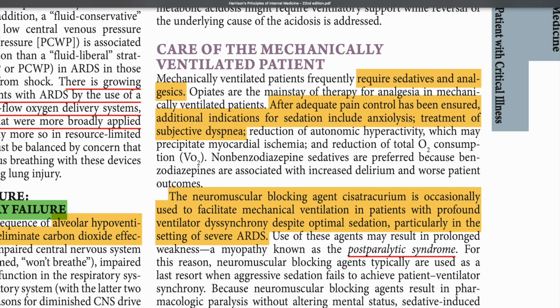These patients require sedatives and analgesics. Sedatives used are like propofol and benzodiazepines like lorazepam and midazolam, and analgesics like opioids.